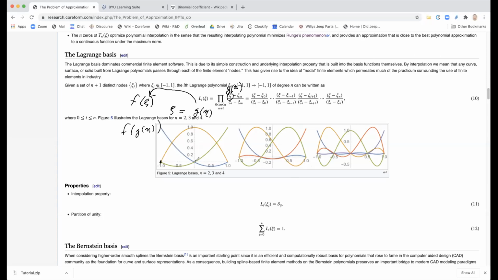So equally spaced points. For the quadratics, just pick these points. For the cubics, you just pick these points. So that's a simple thing you can just hard code in. Perfect. Awesome. Thank you.